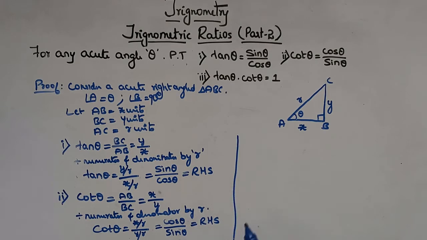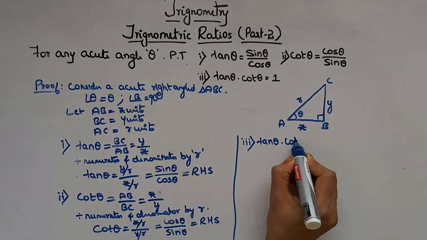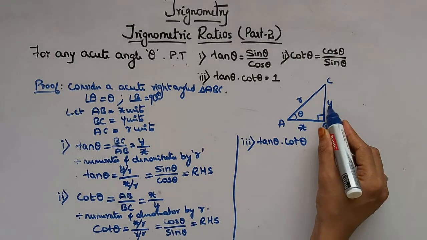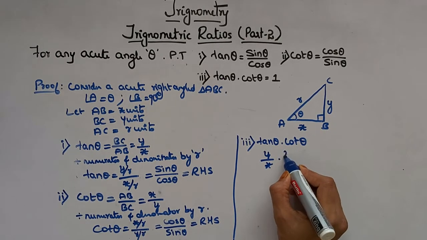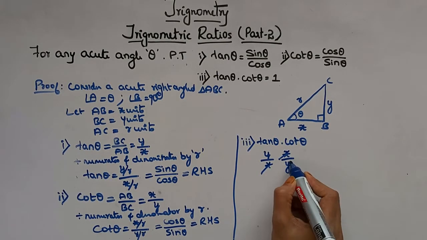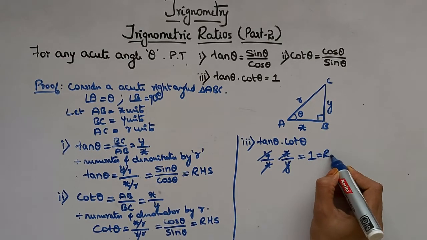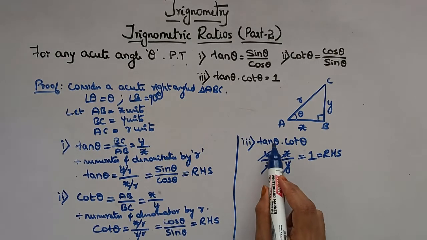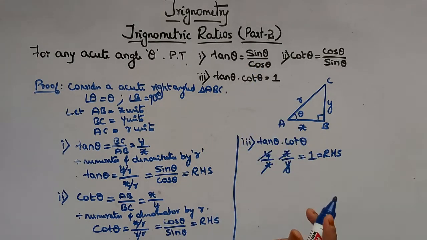Now let me continue here. We'll take the third one. In the left hand side we have tan theta into cot theta. Here tan theta is y by x, right, into cot theta is x by y, that is adjacent by opposite. So x and x will get cancelled, y and y will get cancelled, right? We are left with 1, which is nothing but your RHS. Hence we have proved tan theta into cot theta is equal to 1. So we have to keep these relations in mind, which will help you while solving the problems. Alright, so now let's move on to the next question.